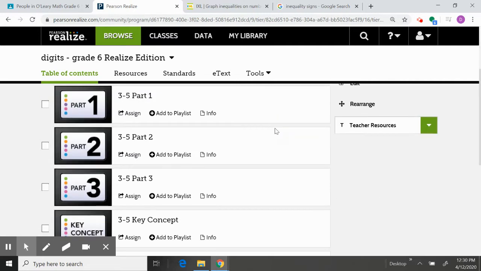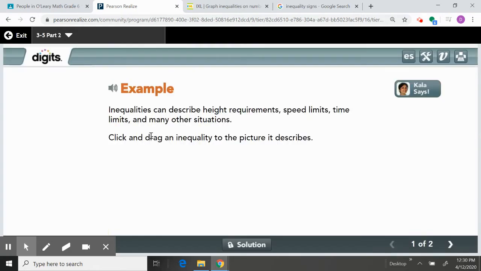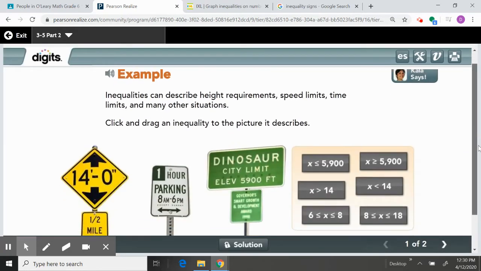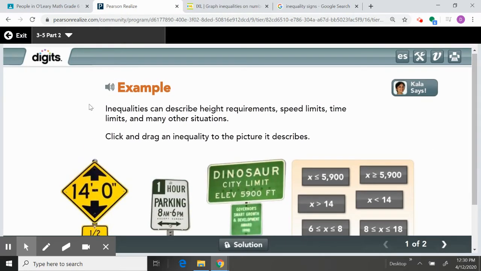Equations, inequalities. We're going to look at part two. Part two is pretty short, so I'm going to click on that. As it's loading here, this part of the lesson is a little weird in a way. You can see what it says here.